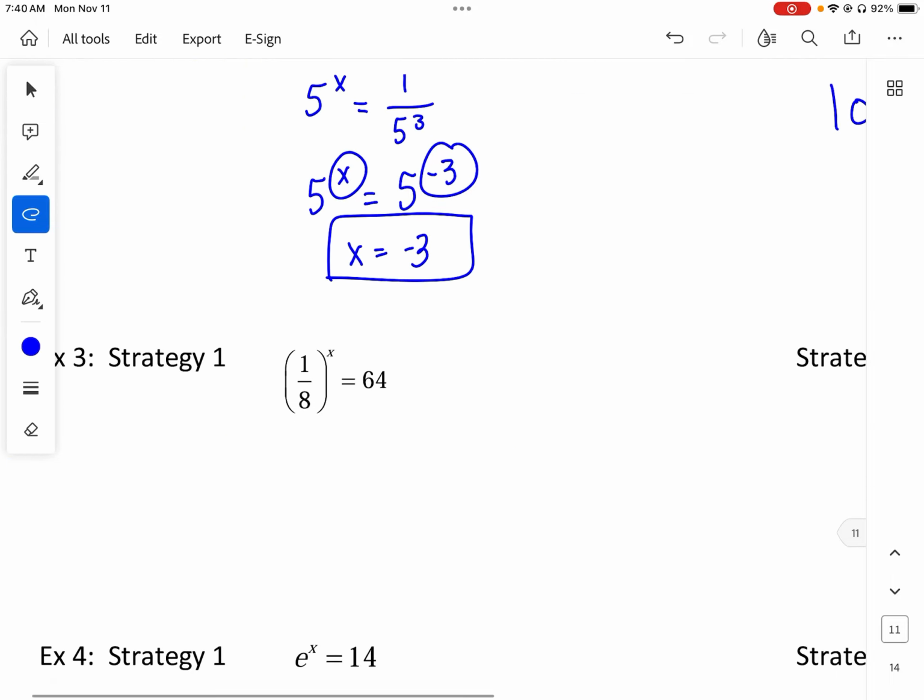Okay, the next one. 1 over 8 raised to the x equals 64. So I know that I need to put this as a regular 8, so it'd be raised to the negative x, there we go. And then I need to change the 64 to a base of 8. So it's 8 to the negative x equals 8 squared. So negative x equals 2, or x equals negative 2.